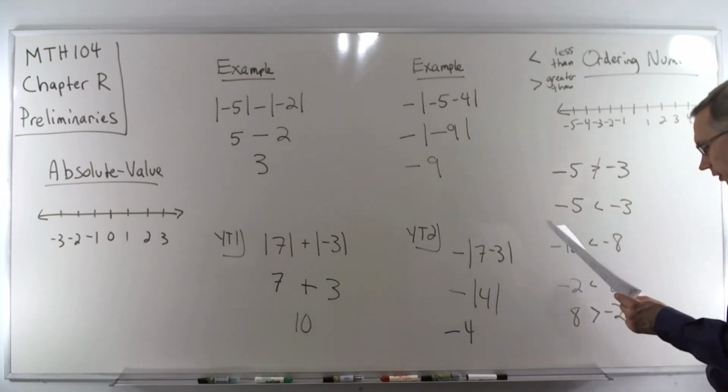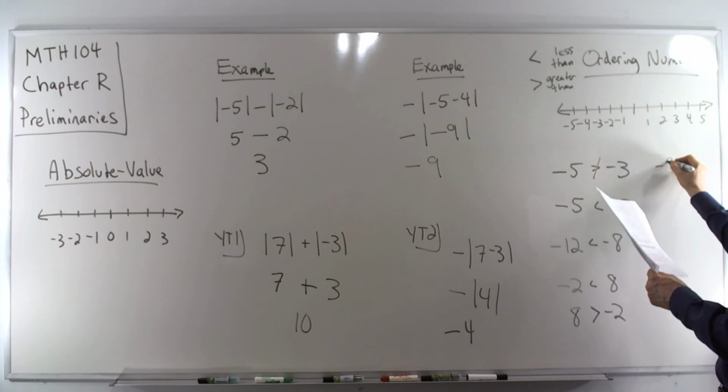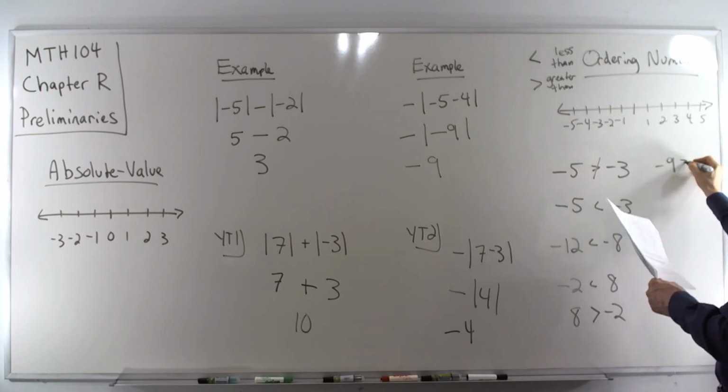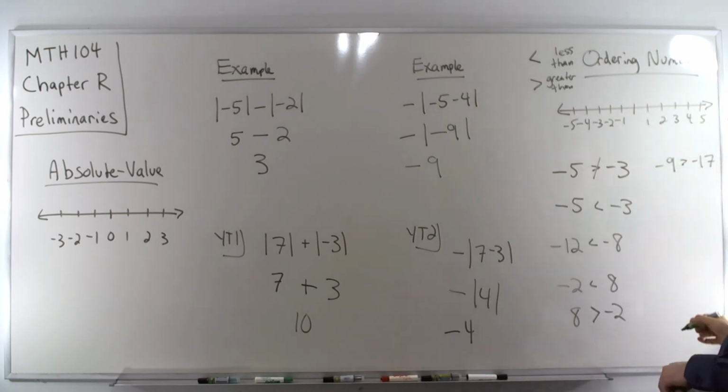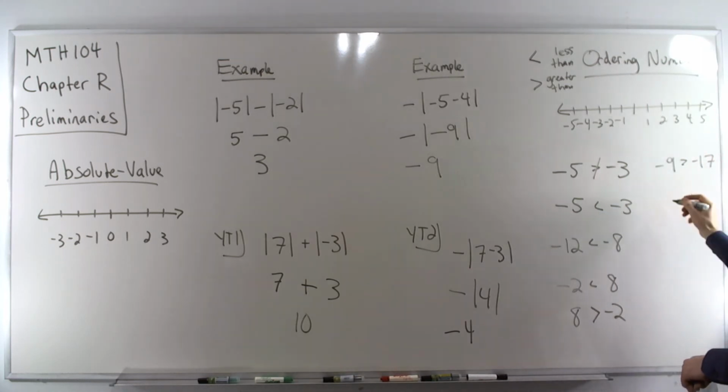Your turn number 4. We're going to write negative 9 is greater than negative 17 using the less than symbol. So we're going to flip this whole thing around, negative 17 less than negative 9.